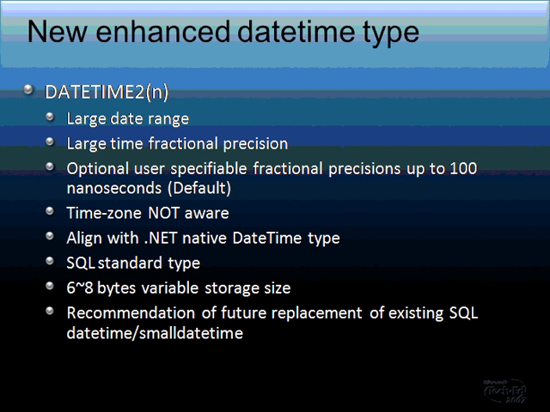Again, it's also a variable storage size, because it accepts the optional fractional second position. So it's 6 to 8 bytes of variable storage size. And as I said, this is a recommendation for feature development, to replace the existing SQL datetime and smalldatetime. By having this type, you don't need the existing datetime and smalldatetime, so you can achieve everything the existing types do.